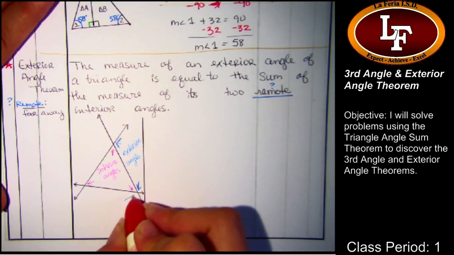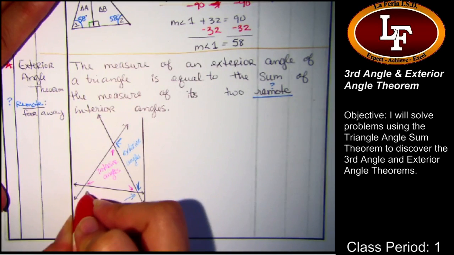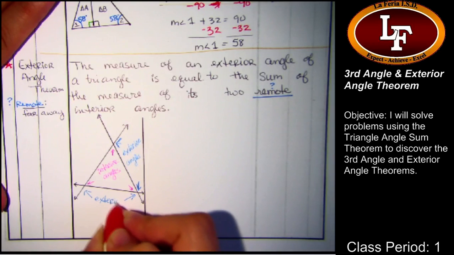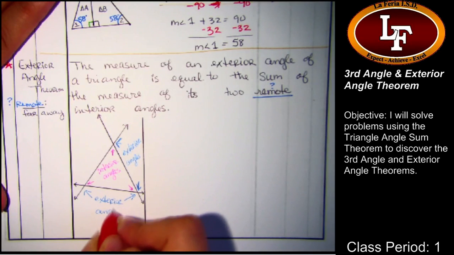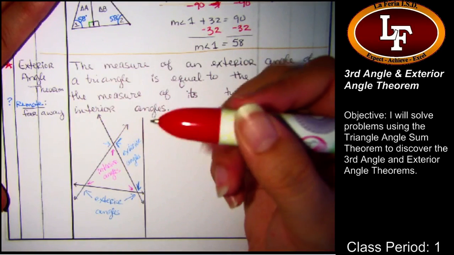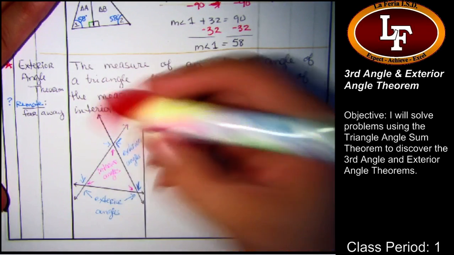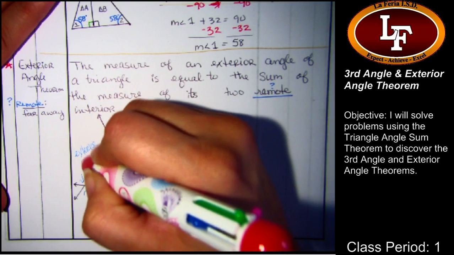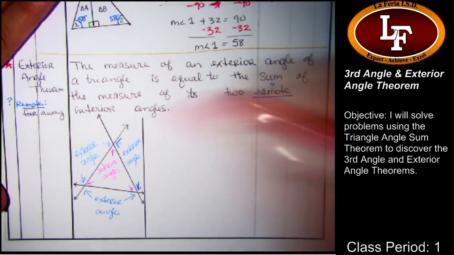This one creates a linear pair. And this one creates a linear pair. They are also exterior angles. This one creates a linear pair. And this one creates a linear pair. They are also exterior angles.